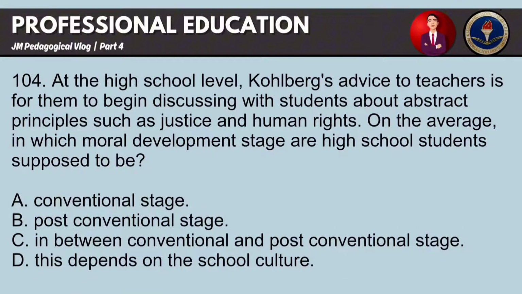At the high school level, Kohlberg's advice to teachers is for them to begin discussing with students about abstract principles such as justice and human rights. On the average, in which moral development stage are high school students supposed to be? A. Conventional stage. B. Post-conventional stage. C. In between conventional and post-conventional stage. D. This depends on the school culture. B. Post-conventional stage.